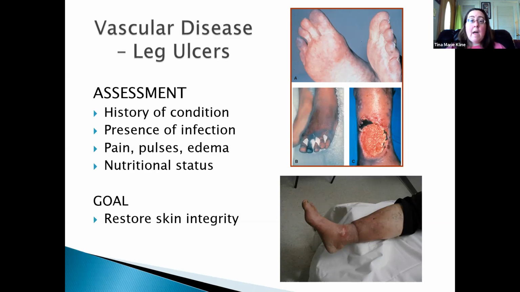Okay. Now, that being said, our focus with this is really about restoring skin integrity. We want to obviously promote circulation, whether it's arterial circulation or venous return. And the other thing we need to do to help restore skin integrity is look at this patient from a nutritional standpoint. Do they have the building blocks to be able to heal that wound? So that's our overall goals when we're looking at this. But you can definitely see there are some very different appearances of these different wounds.